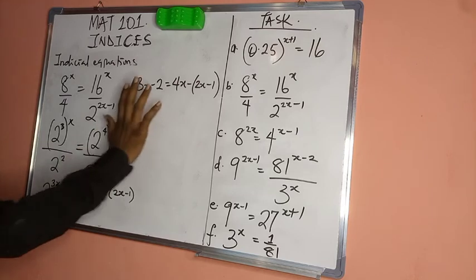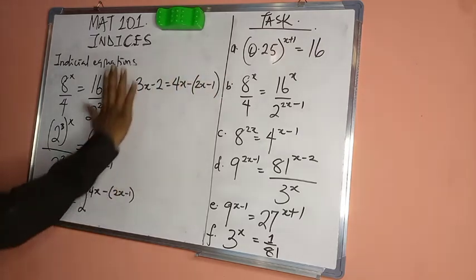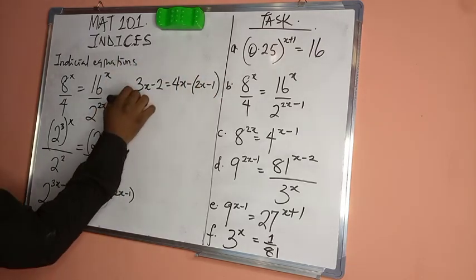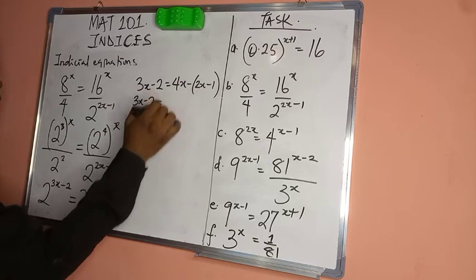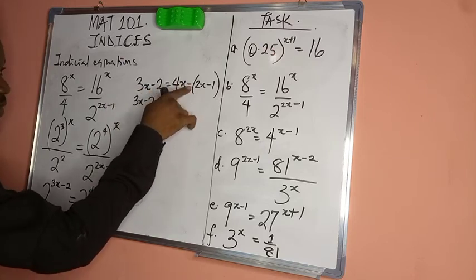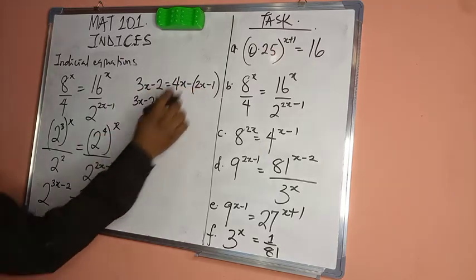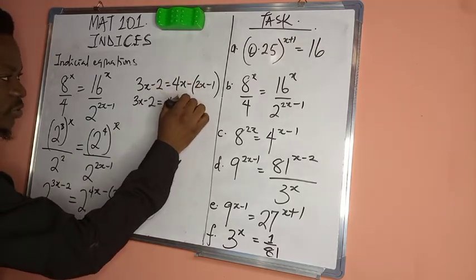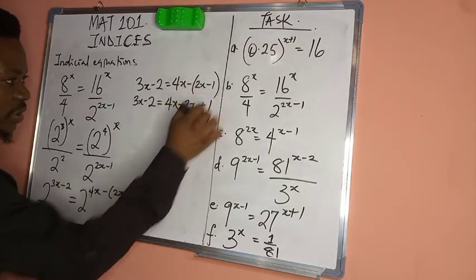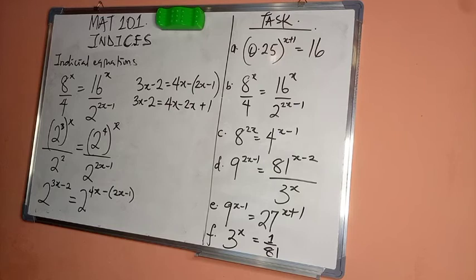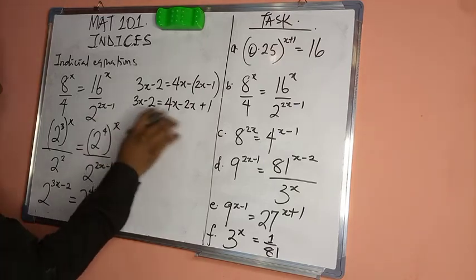Okay, so let's just solve this. We're done with this. Let's simplify it further. We have 3x minus 2 equals 4x. This minus has to multiply everything in the bracket. Minus times 2x, that's minus 2x. Minus times minus is plus, and that's 1, right?